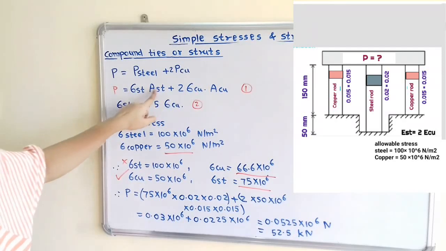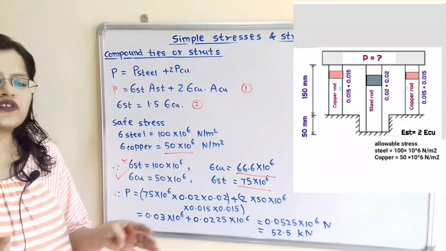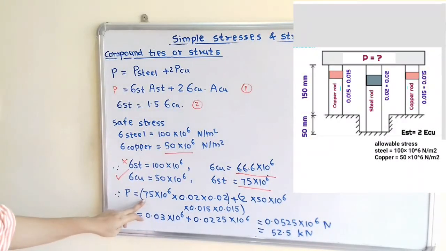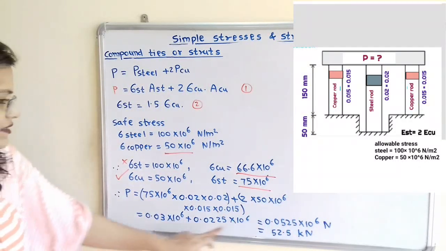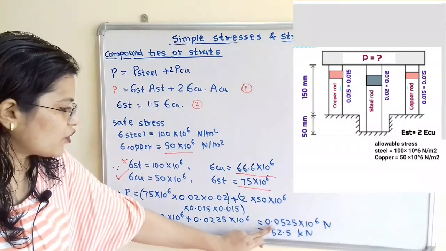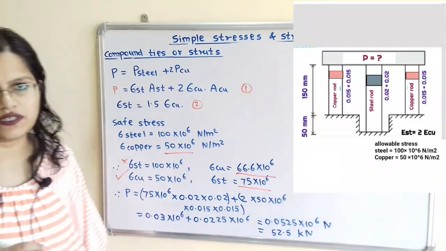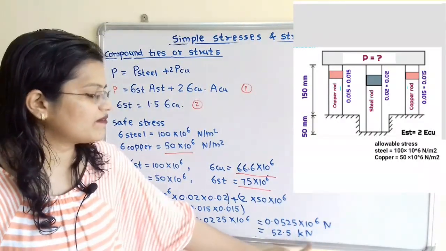We have the area of steel as well as area of copper, that is the cross sectional area, and it is mentioned in the question. When we put the values, P is equal to 0.0525 into 10 raised to 6 Newton. When we simplify this, we get 52.5 kilonewton.